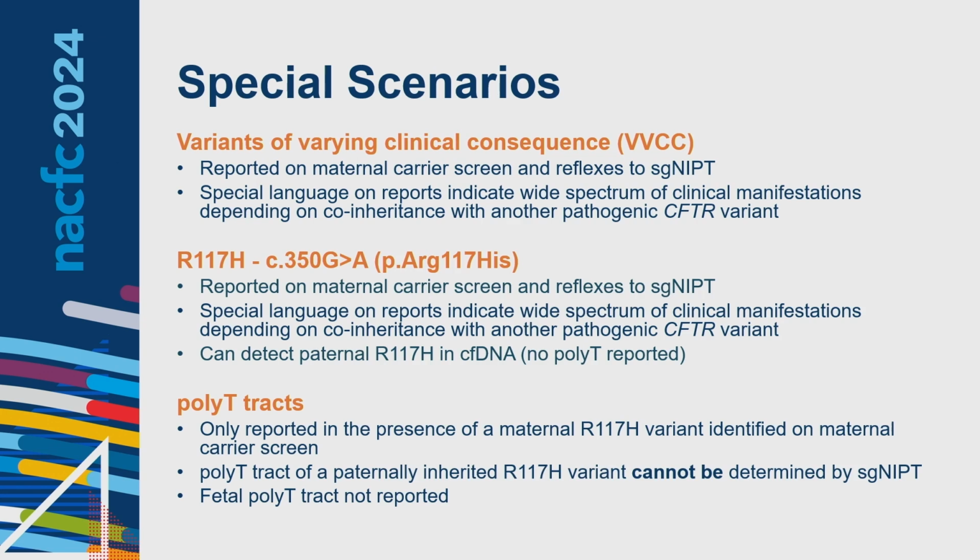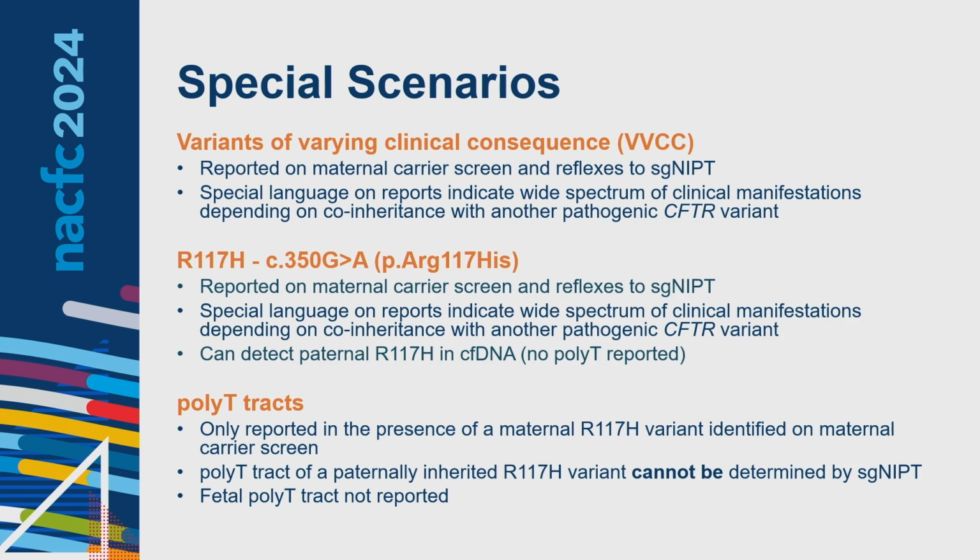So we do report out VVCCs. If it's identified on a maternal carrier screen, that will be reported for maternal carrier status, and it is going to reflex and do that single gene NIPT risk assessment. There is special language that goes on those reports that's associated with those variants. Same idea with R117H. So we will reflex to single gene NIPT if that's identified on a maternal carrier screen. And there's additional special language that goes on those reports, highlighting that there's a really wide clinical spectrum, and it really depends on what other CFTR variant an individual has.